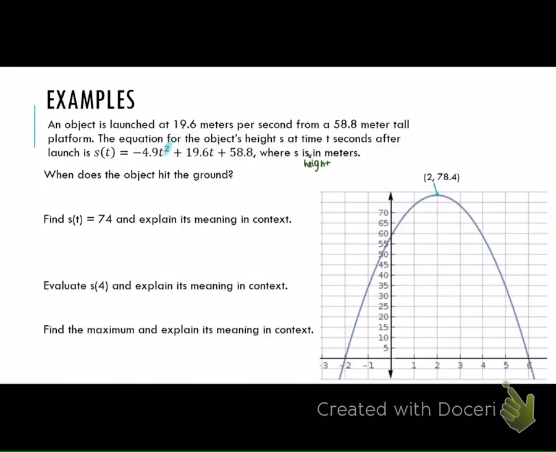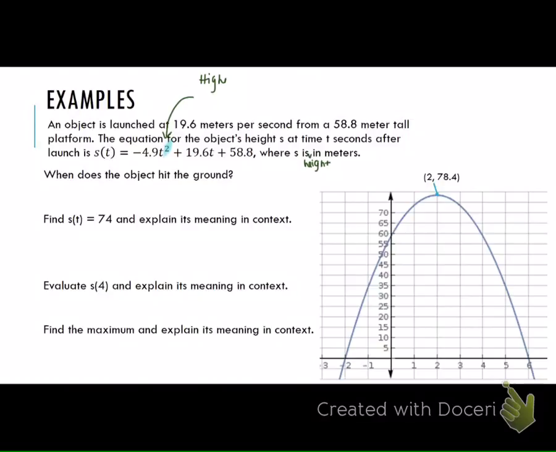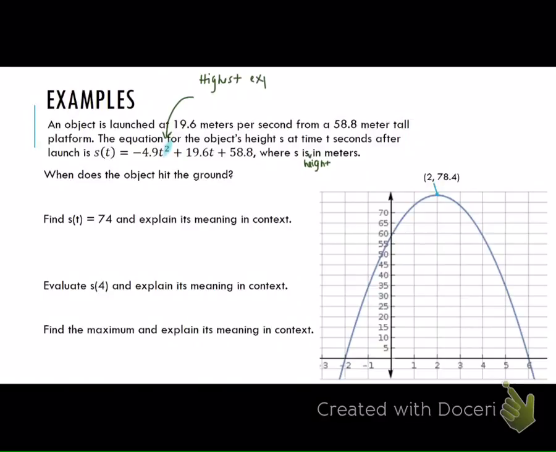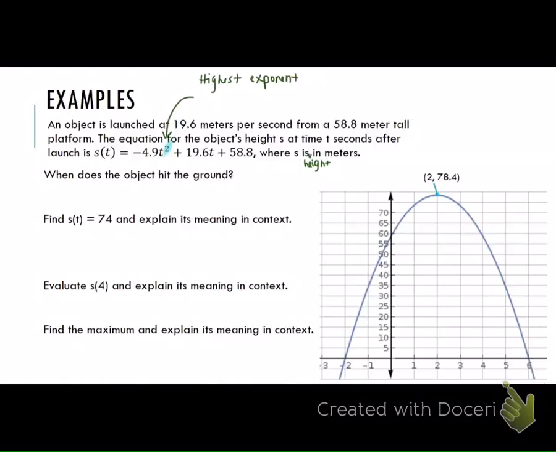You'll see that our highest exponent is 2, which is why this is a parabola. It is not 1, which would make it linear. It's not the variable, which would make it exponential.